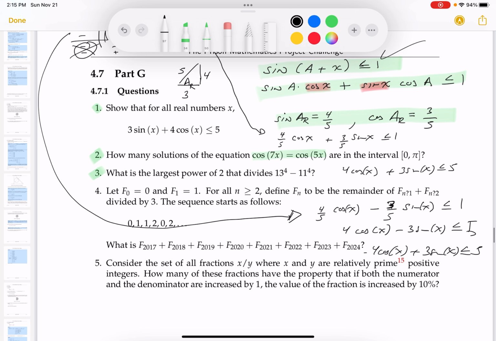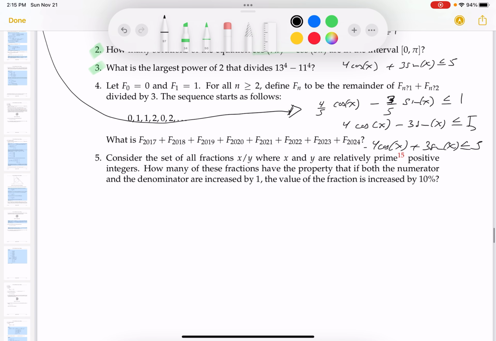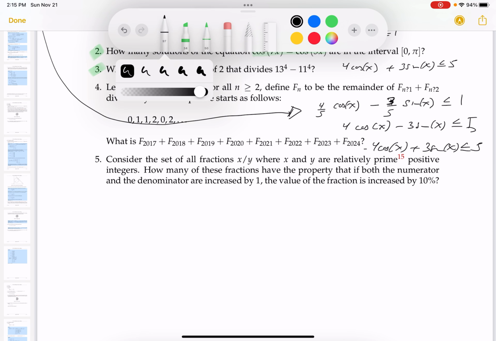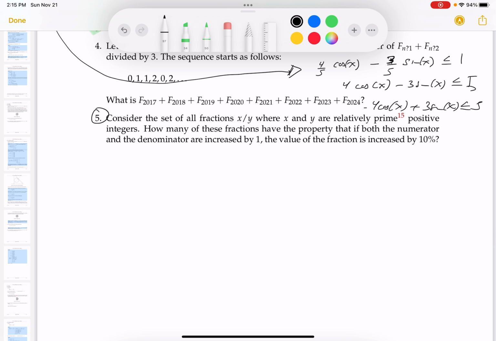All right, so what have we done? We've done 1, 2, we've done 3. I haven't done 4. Looks tough to me. I'm going to go to 5. 5 says consider the set of all fractions x over y, where x and y are relatively prime.